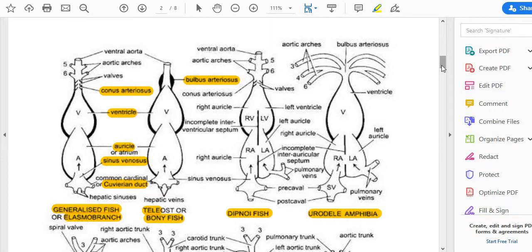This sinus venosus and conus arteriosus is seen in fish, especially the cartilaginous fish, whereas the conus arteriosus, as it evolves into the heart of other animals in other classes or within the same class, undergoes modification and forms other structures. Now let us see what the shark heart looks like.